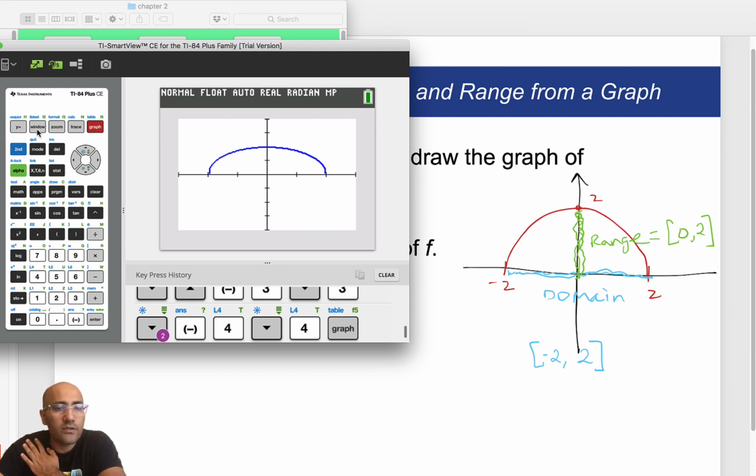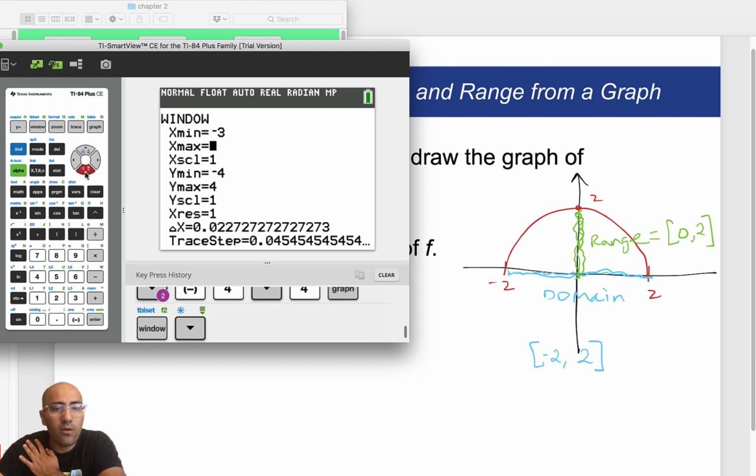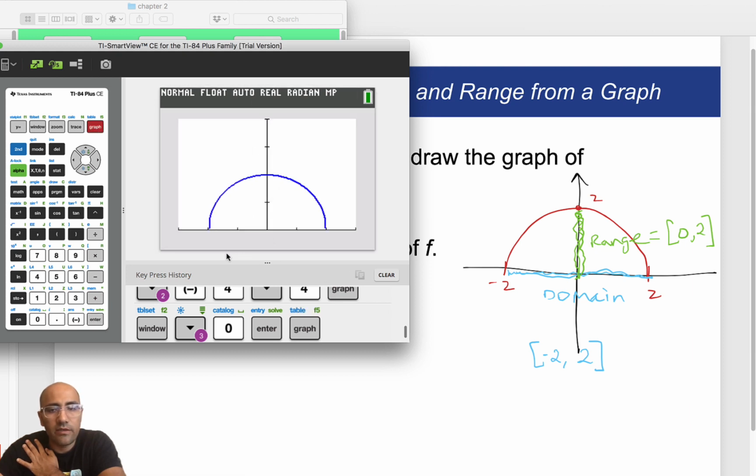So if I wanted to, I can go back to my window and set my y minimum down to 0. And then the graph would look like this. Oh, even better. Looks a little more like that one. Good. So you can just play around with the window settings to make sure you catch your whole image.